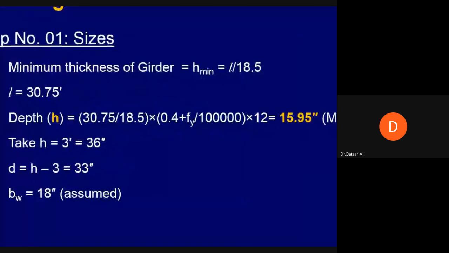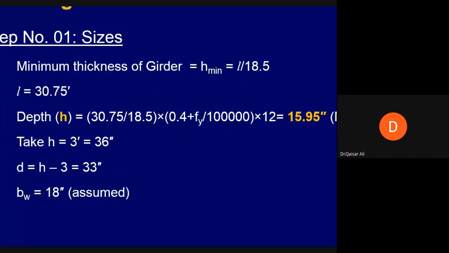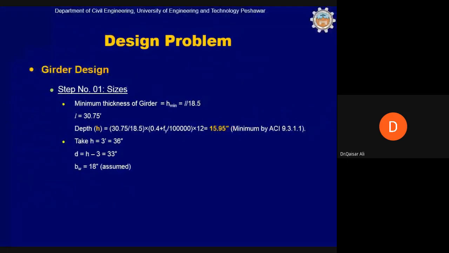You see that the minimum thickness of the girder, H minimum, is L by 18.5, which is the same equation that we used in the case of beam, L by 18.5, and L is 30.75. So the depth is 15.95 inch, exactly the same as was in the case of beam. But in the case of beam, we increased this depth to 24 inch. And now in the case of girder, we are increasing this depth to 36 inch.